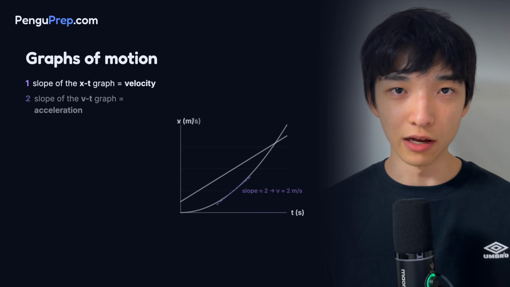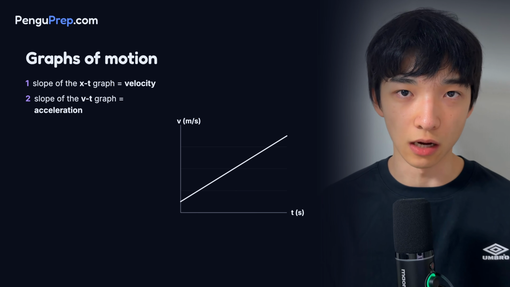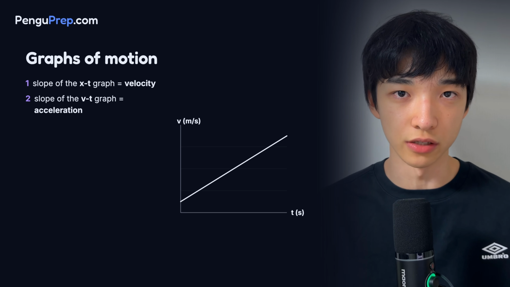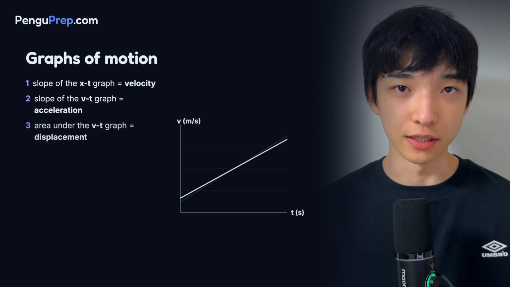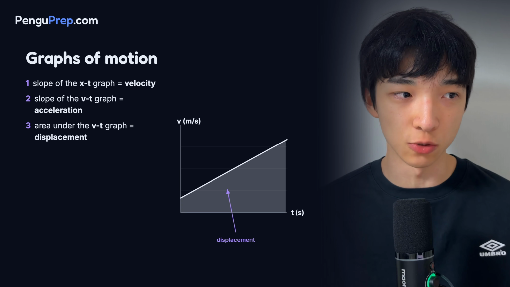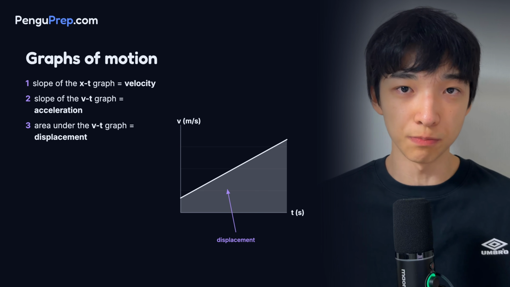Second, the slope of the velocity graph gets you the acceleration of the object at that time. This is because differentiating velocity gets you acceleration. Third, the area underneath the velocity curve from time A to B represents the displacement of that object from time A to B, and this is because integrating velocity over an interval gets you the change in position, which is the displacement.